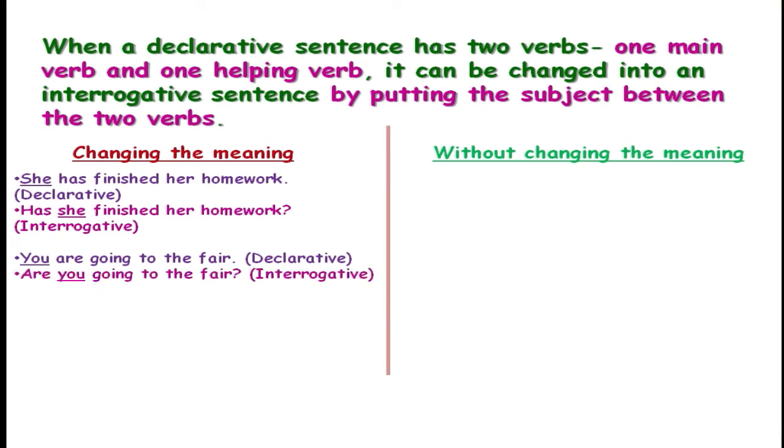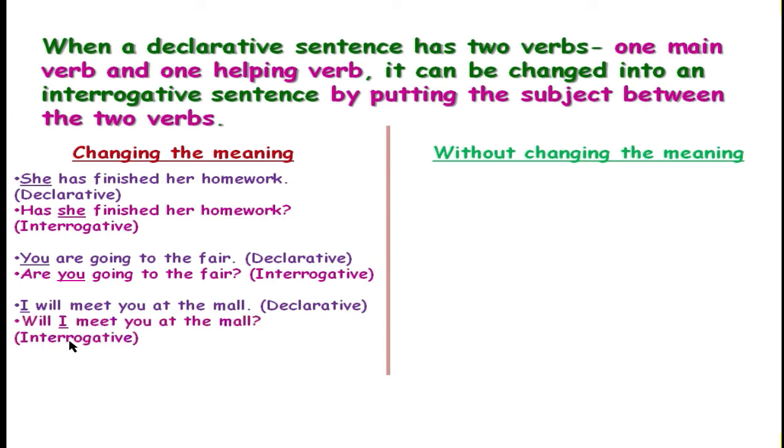Now let's look at one more example. I will meet you at the mall. Now, where are my verbs? Will, meet. Again the same rule, I'll bring my subject in between the verbs. So my interrogative sentence will be, will I meet you at the mall?